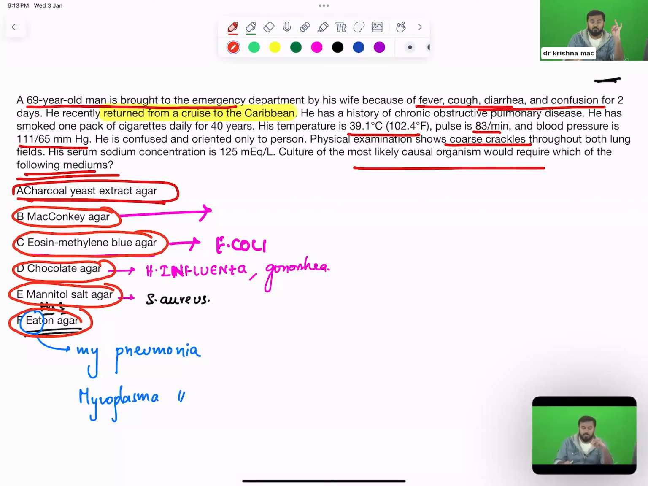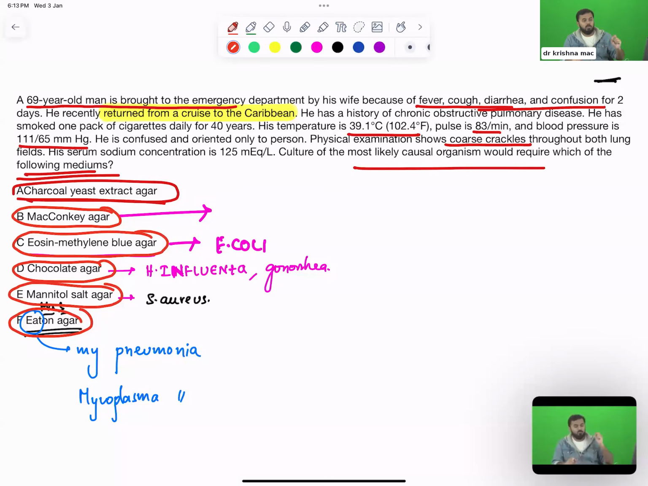Symptoms. Next, confusion is which symptom? A symptom related to your neurological status. Okay, and what is the history? He has recently returned from a cruise. That's it. You need not even study the remaining question. So straight away, what will it be? It will be Legionella pneumophila.